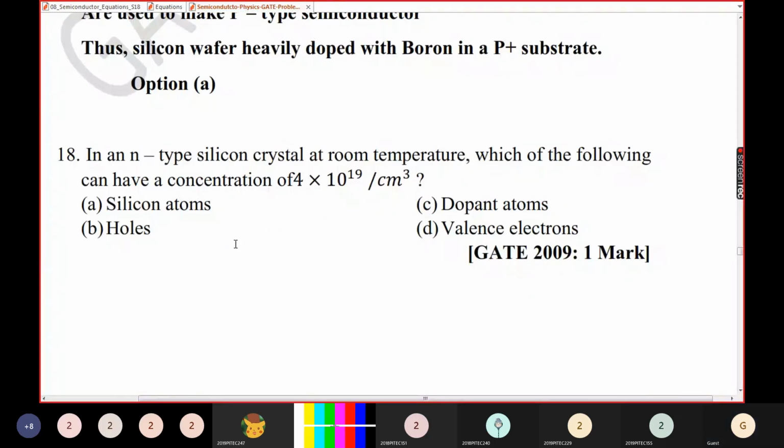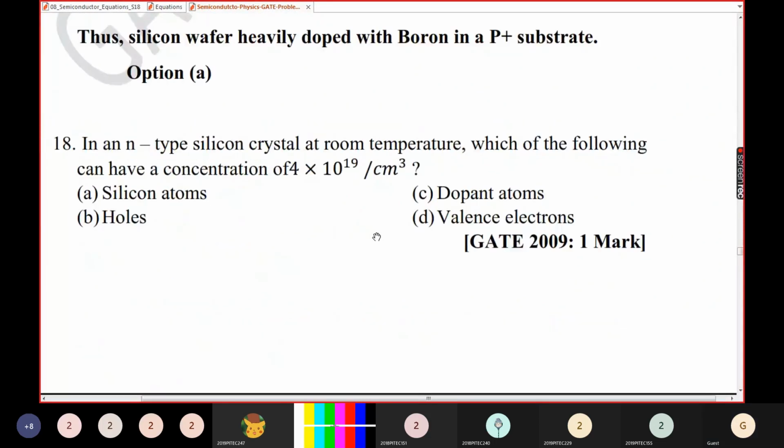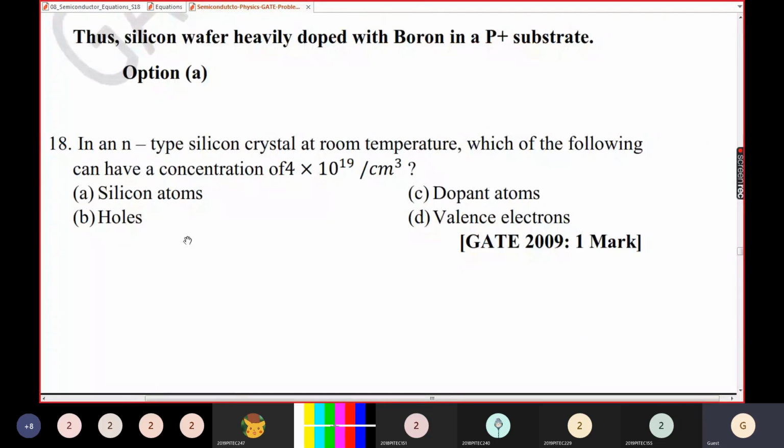Okay. Next, in an N-type silicon crystal at room temperature 300 degree Kelvin, which of the following can have a concentration of 4 into 10 power 19 per centimeter cube? Where have we seen this 4 into 10 power 19 per centimeter cube? We have already seen the concentration of holes here. The holes will have 2.05 into 10 power 15 per centimeter cube, whereas if you go for the doping concentration, automatically you will get the value as 4 into 10 power 19 per centimeter cube.